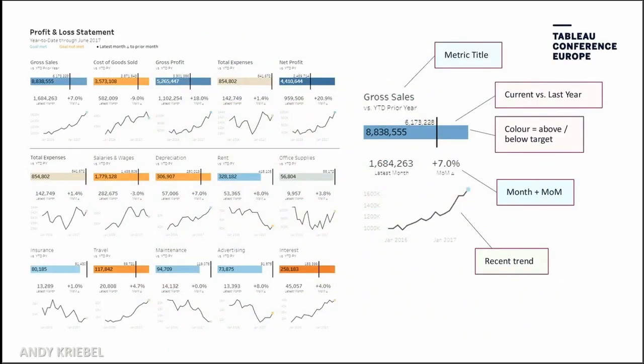Another great example of this used in the community, and I think it's been referenced several times here, is this profit and loss statement built by Andy Kriebel. And he's asked the same questions, which have influenced the building process here. So we can see he's basically asked, what is the current versus last year measure? Is it above or below the target that we've set for this measure? What's the month versus the month-over-month value? And then what's the recent trend? He's just asked those same set of questions repeatedly for different KPIs.